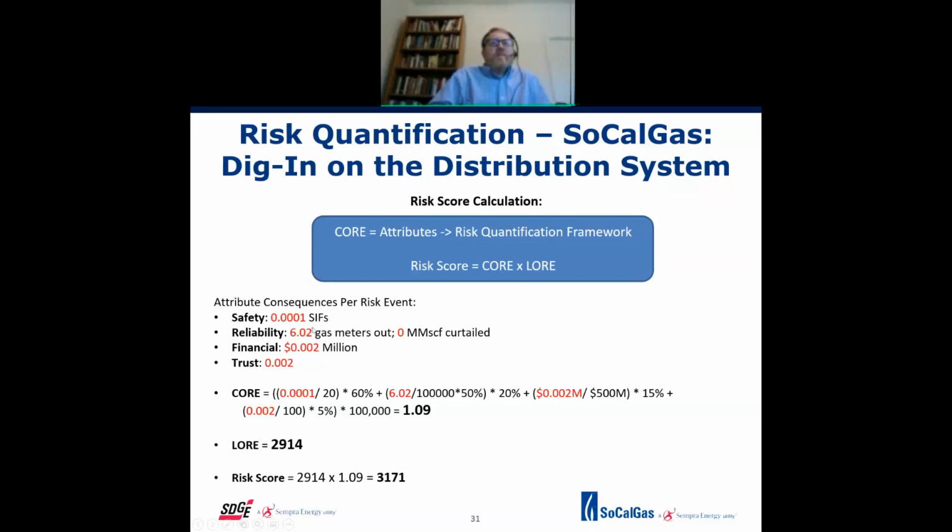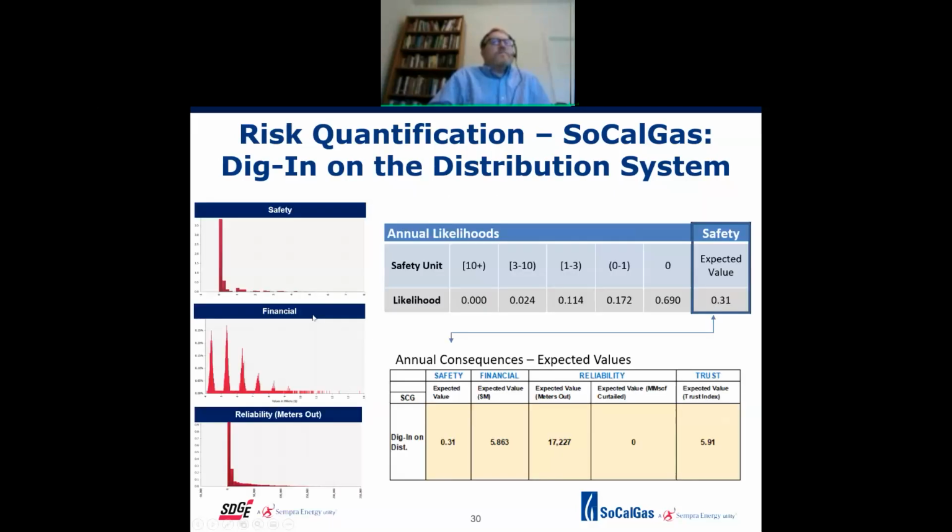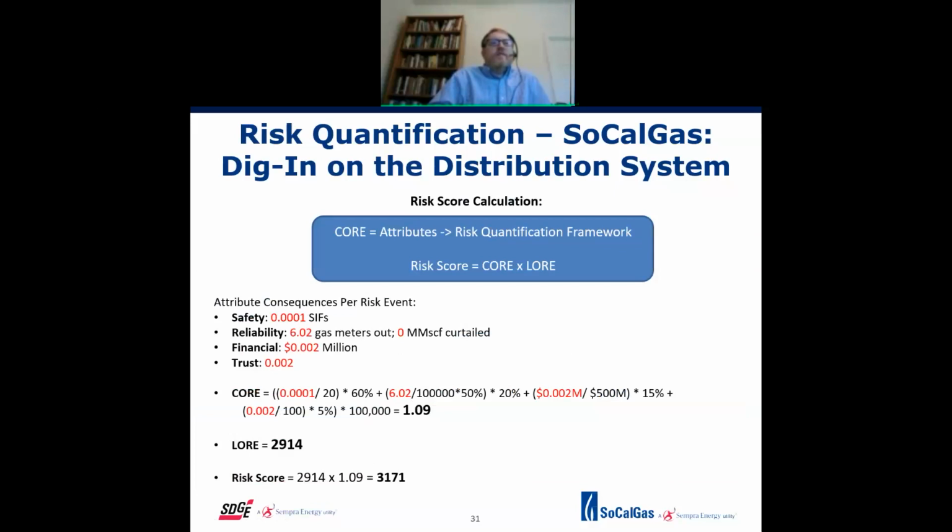The settlement agreement is slide 31. It's what are the consequences per risk, slide 31. This is the settlement agreement version of how to do stuff. The settlement agreement says, calculate the core: if a risk event were to happen, how bad would it be? Calculate the likelihood, which we're interpreting to be the frequency of how many events happen per year. So the math that we're doing is the risk score equals the lower times the core, which gives you 3171.